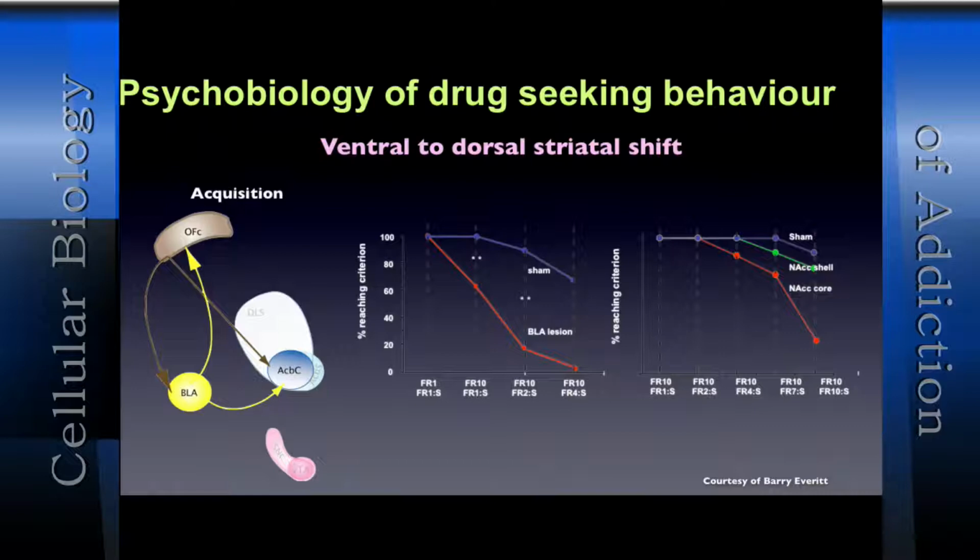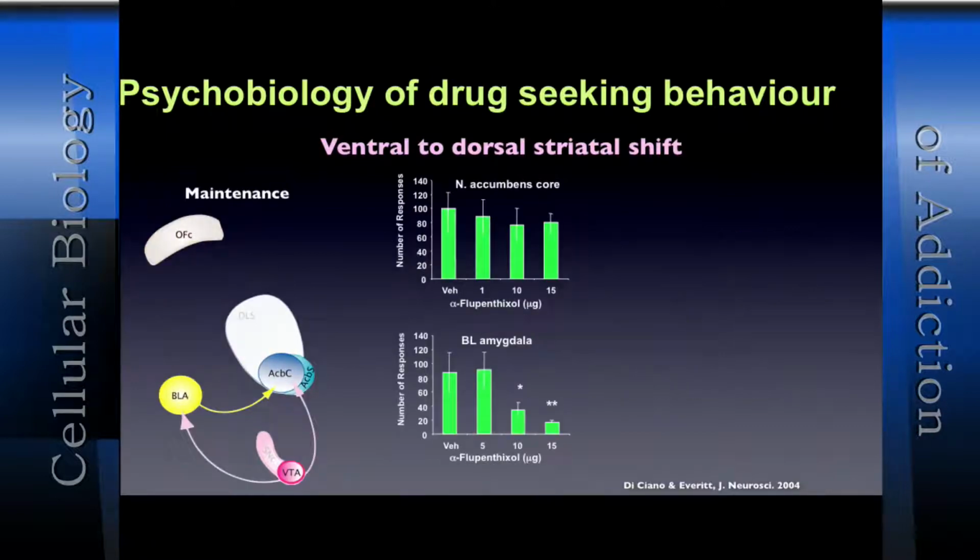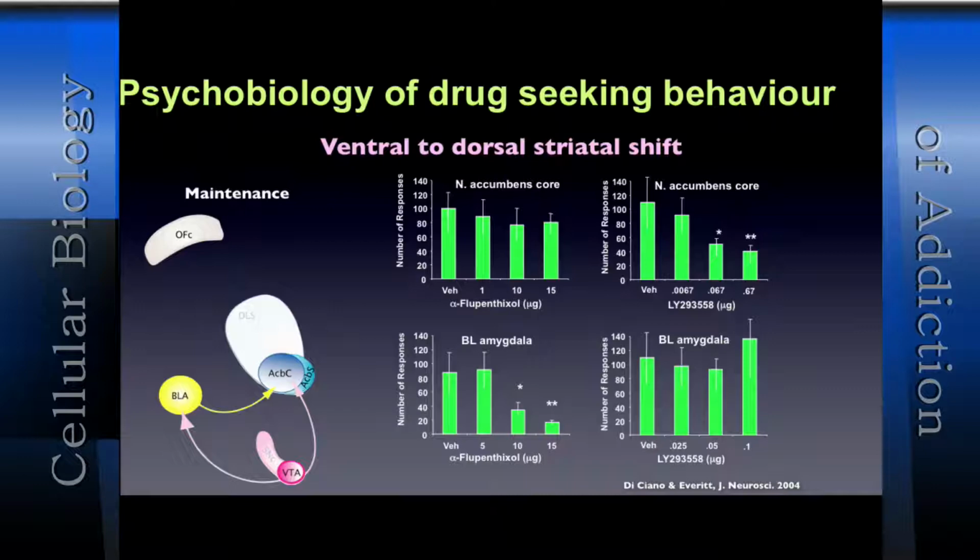And Patricia Di Ciano in Barrett's lab a few years ago demonstrated that if you infuse dopamine into the core of the nucleus accumbens or the BLA, there is an effect of dopamine blockade in the BLA on responses in early stages of cue-controlled drug-seeking behavior. However, if you block glutamate transmission in the core, but not the BLA, you have a decrease of early established cue-controlled drug-seeking behavior. So it seems that dopamine in the BLA and glutamate in the core are necessary to support the acquisition of this behavior.